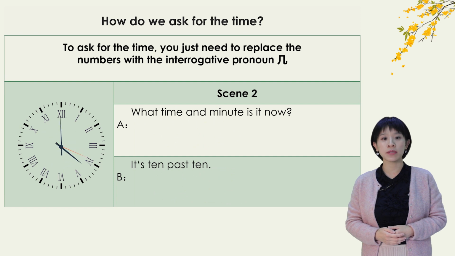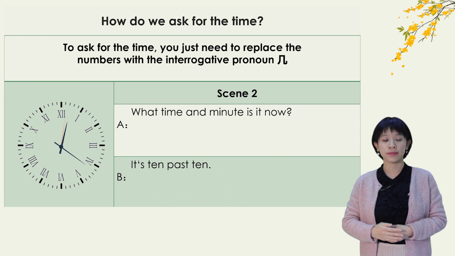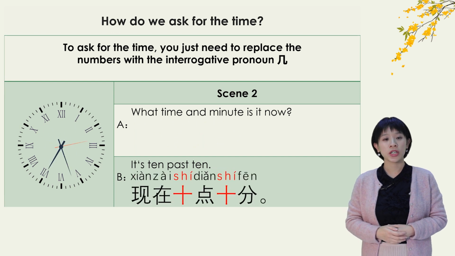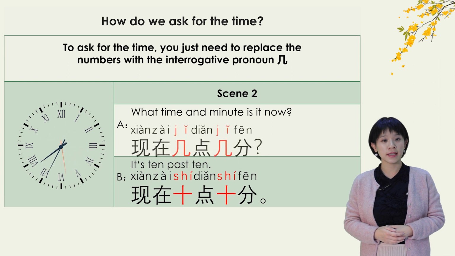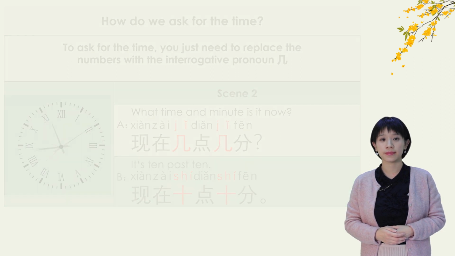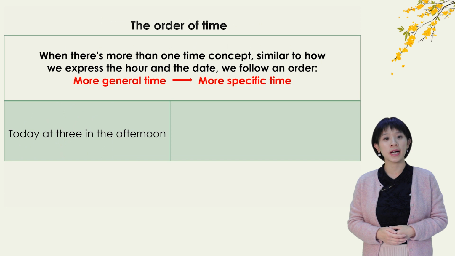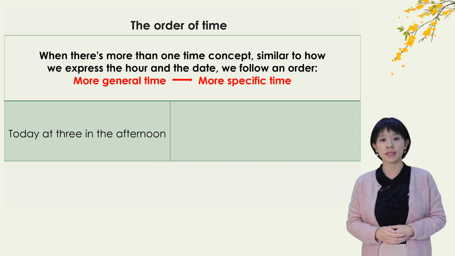Another more complete way to ask the question would be what time and minute it is now. It is 10 past 10. 现在10点10分. 现在几点几分?